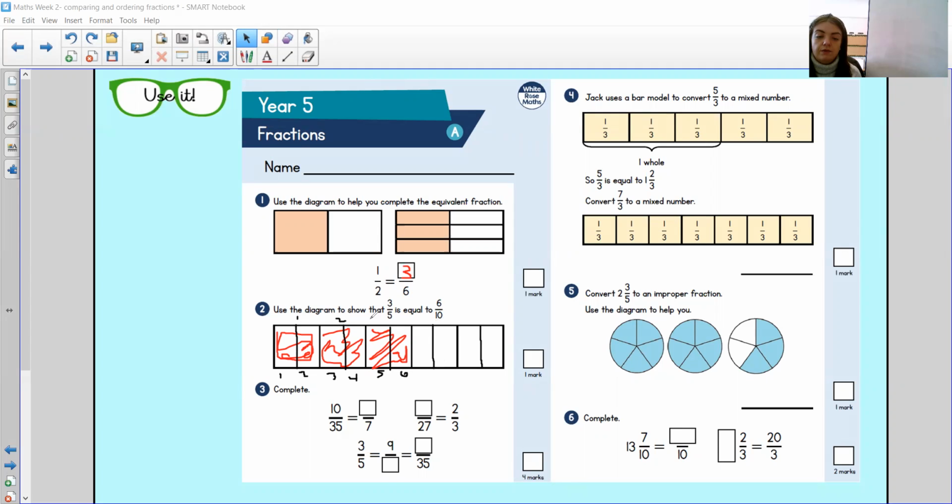1, 2, 3/5 is equal to 6/10. Okay, if you didn't use that diagram, it was asking you to use that diagram, but you may have actually used your arrows here to prove that they are equivalent fractions. I will give you a mark for that one. But please make sure that you're using the diagram if it's there. Okay, so here we're going to use that method now.